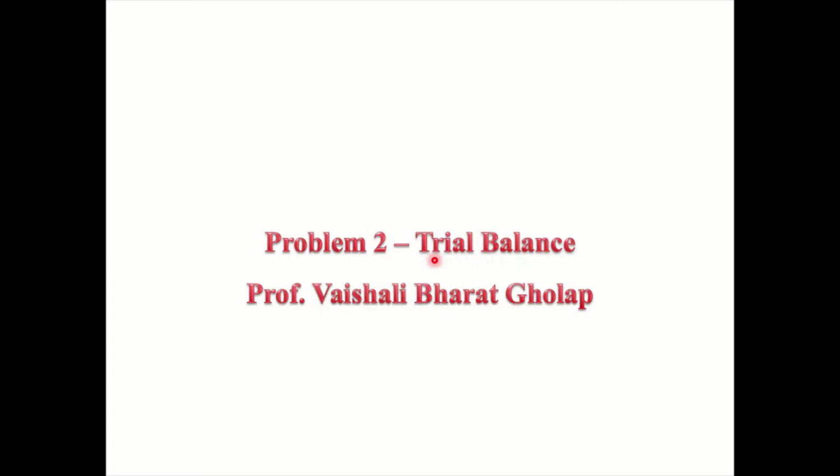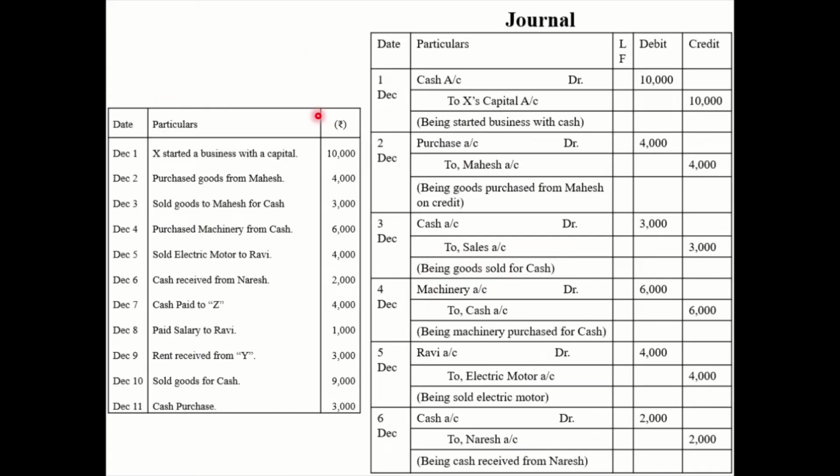Preparation of journal entry from the business transactions. From journal entry we are going to prepare the ledger posting, and from ledger posting we prepare the trial balance. These are the business transactions. From these business transactions, we are going to prepare the journal. This is the journal pro forma: date, particulars, ledger folio, debit and credit.